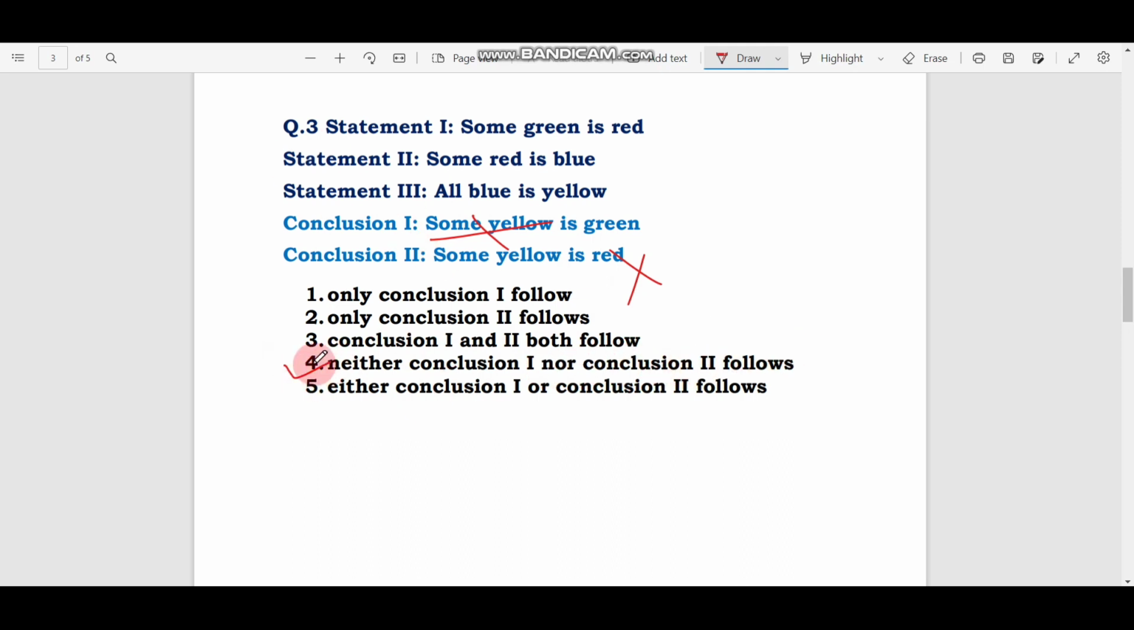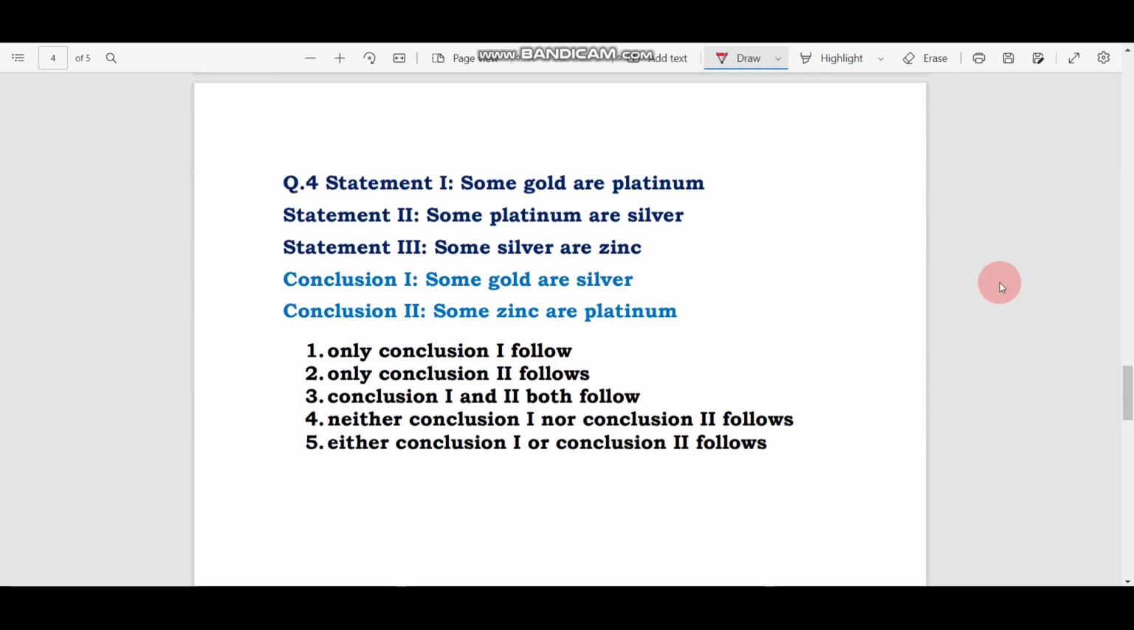So the correct answer is this fourth. Okay, now let's move to another question. Question number four. Again, here there are total three statements and two conclusions. So let's draw the Venn diagram of all these statements.